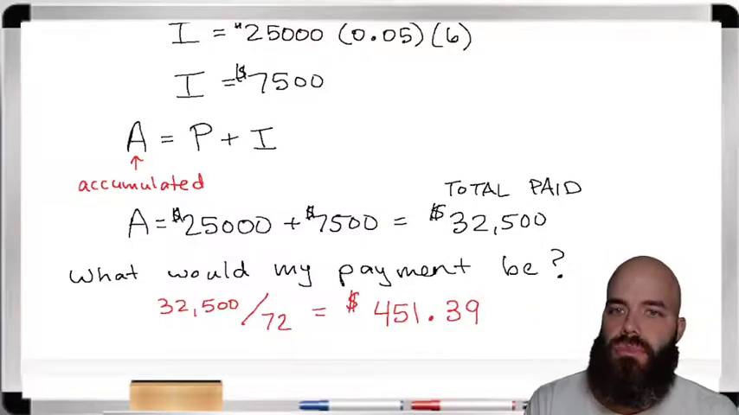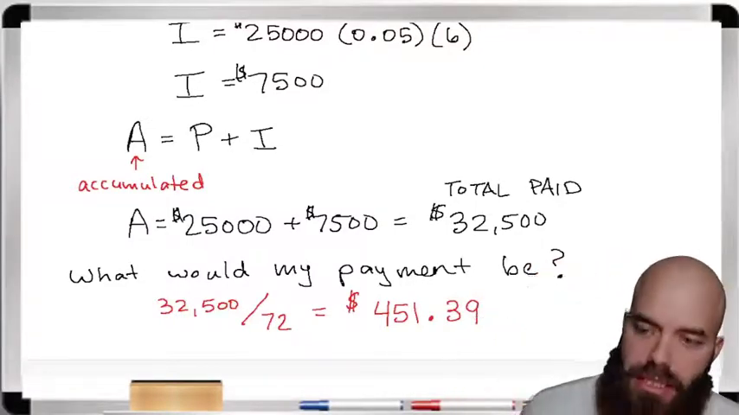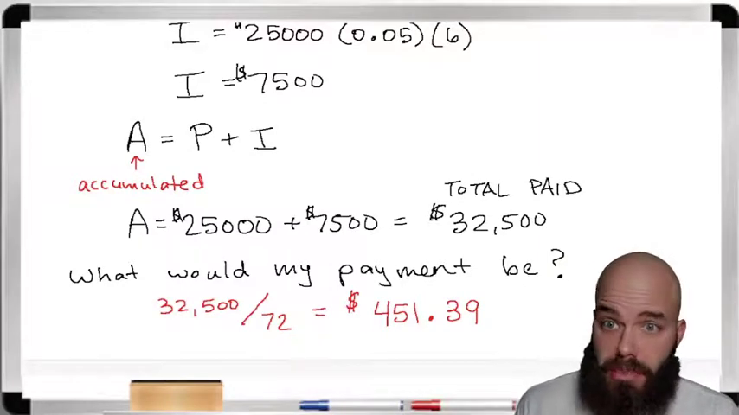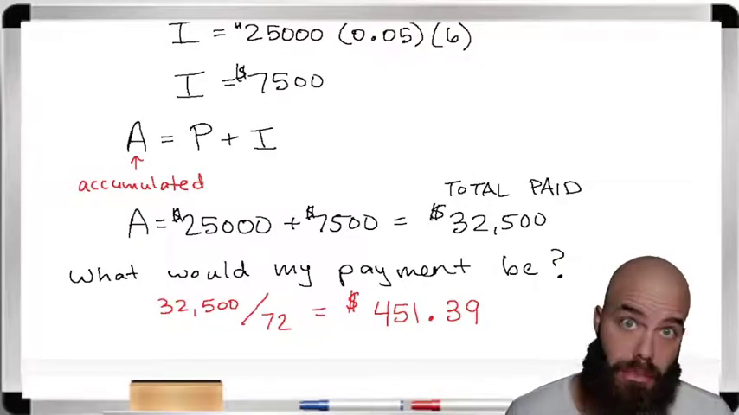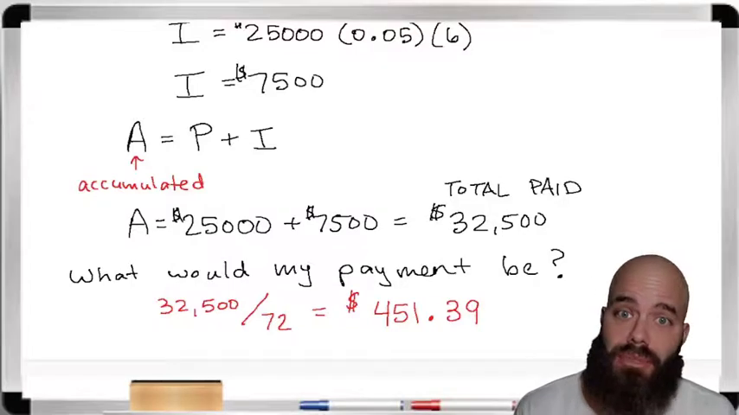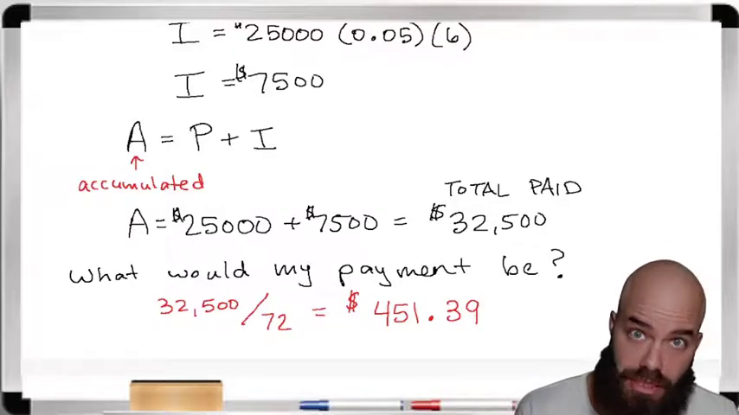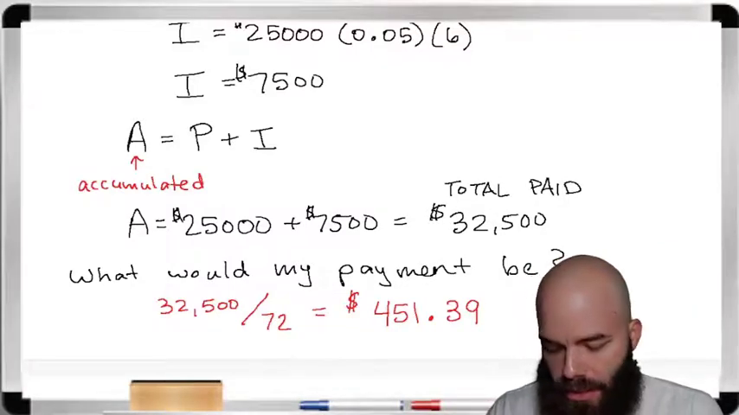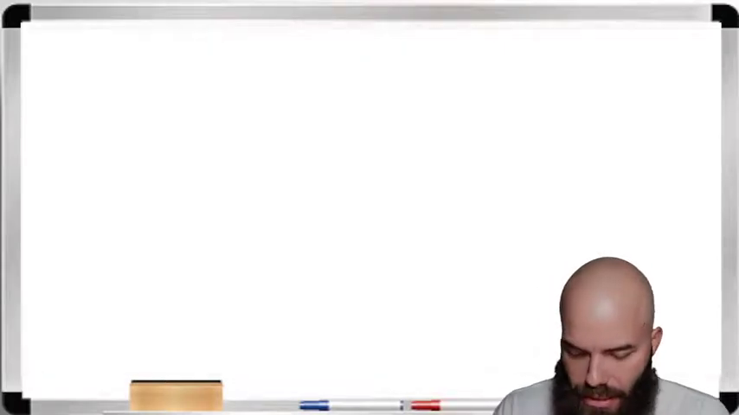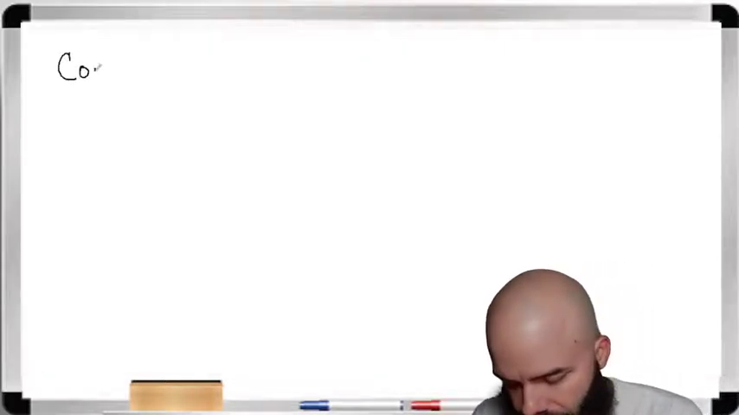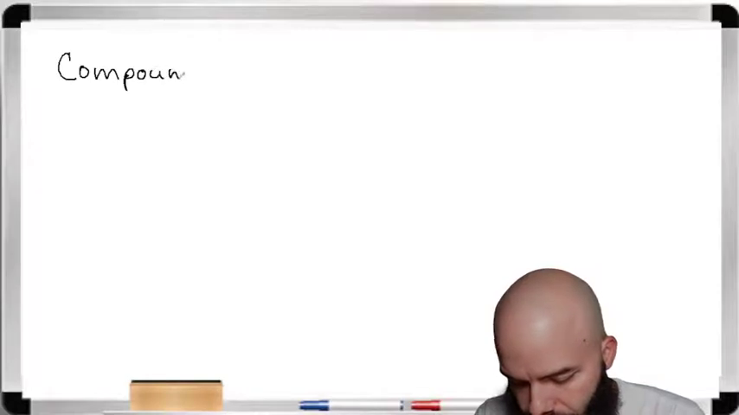Okay, so that's simple interest. It's called simple interest because it's basically calculated by taking the principal times the rate times the term, or the years. All right, so now let's talk about compound interest. Now, compound interest has a much different formula.